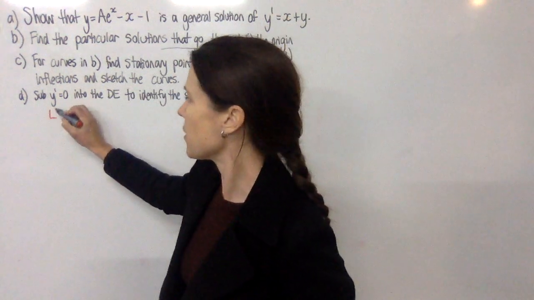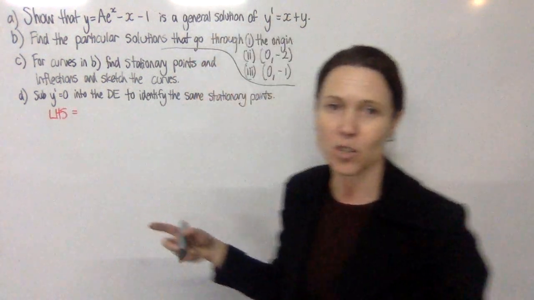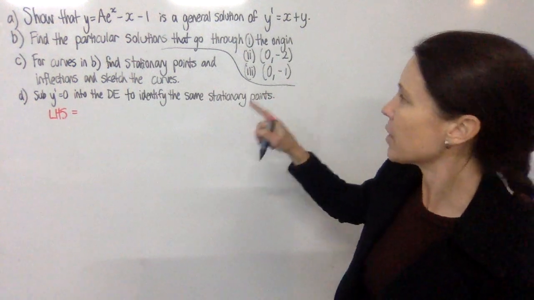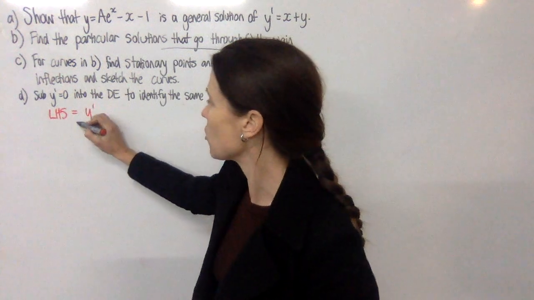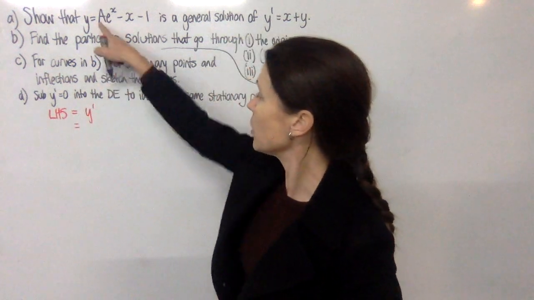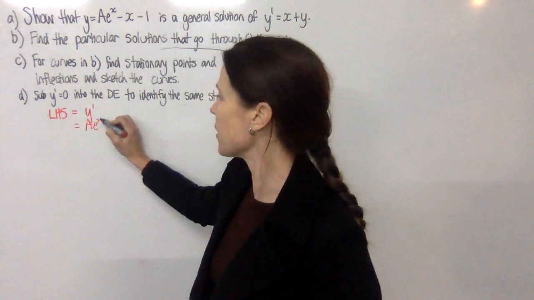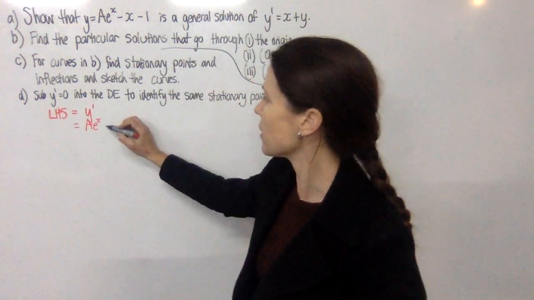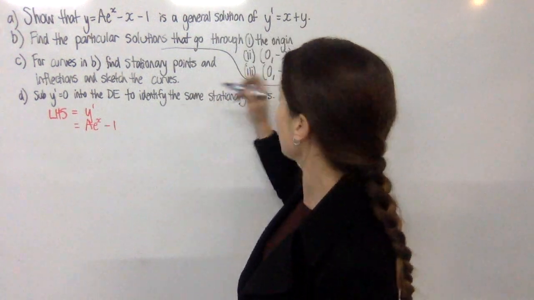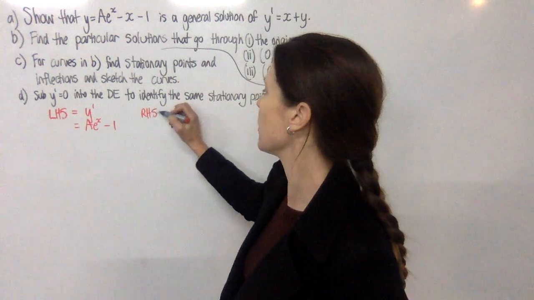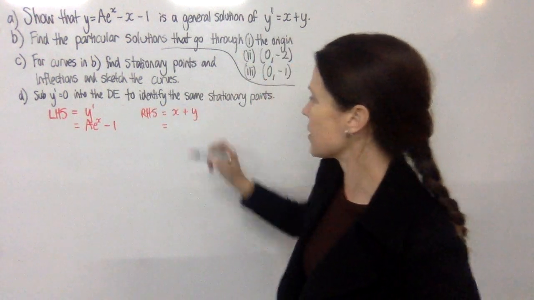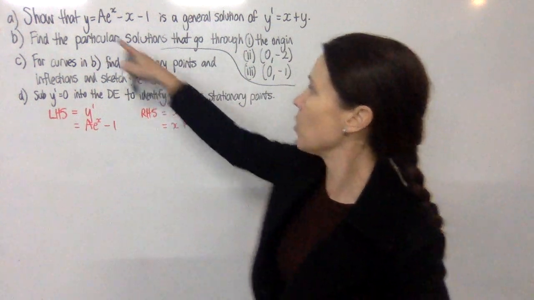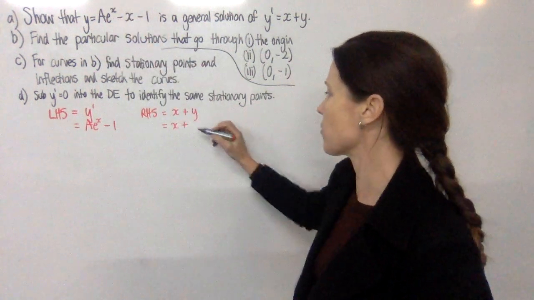So, easiest way to set it out is just find y dash on the fly. And hopefully you're getting the hang of this now. We can actually just start by saying the left-hand side equals y dash, which is equal to, now we need the a to come along for the ride there, e to the x differentiates to make itself, minus 1. And the right-hand side is equal to x plus y. Now, that's equal to x plus all of this, because y is these 3 terms here.